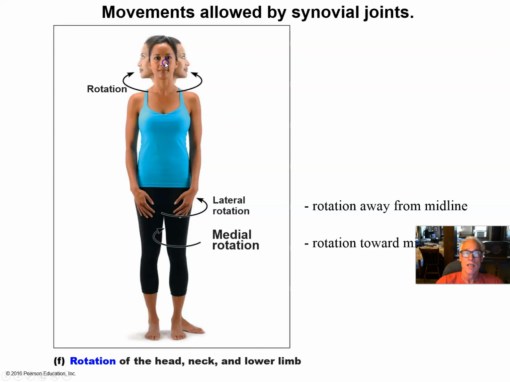As you turn your head to the side, if you quote-unquote shake your head, that's rotation also. It's rotational movement about the C1 and C2 joints. The joint formed between the atlas and axis allows for rotational movement of the head and the neck.